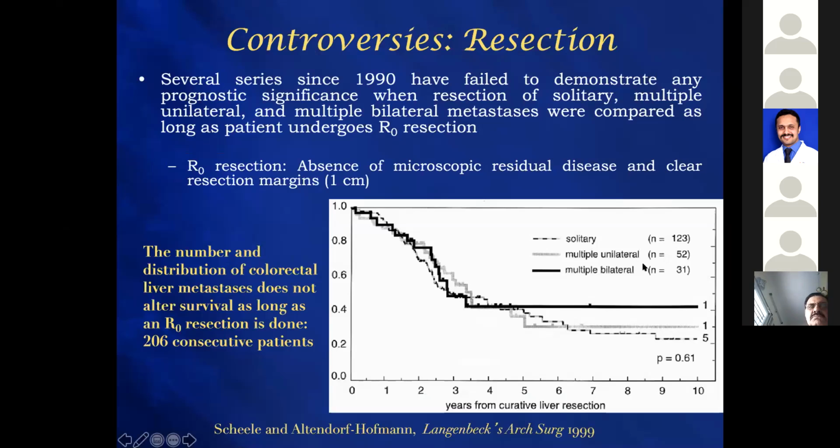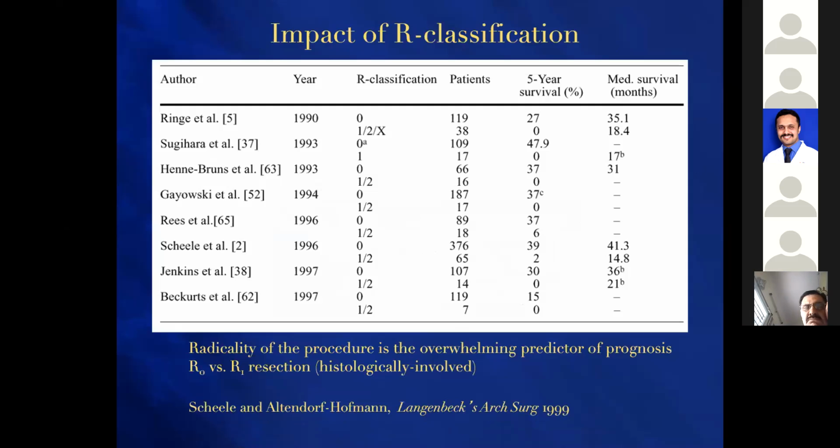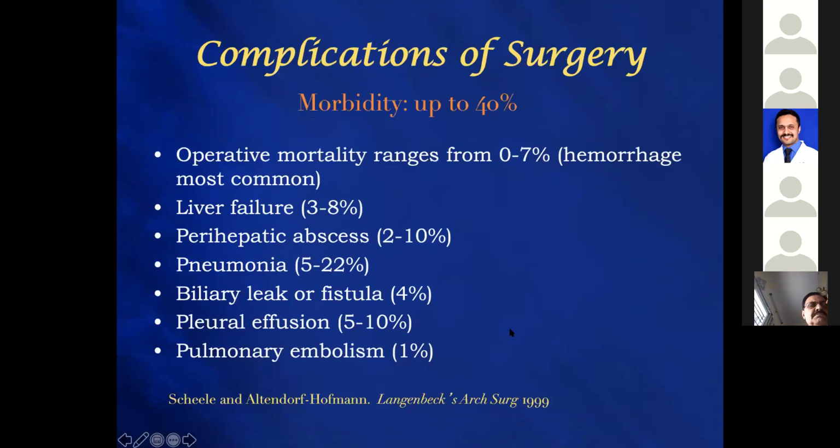If there is solitary metastasis, survival is better. Multiple metastasis, unilateral is next, and multiple bilateral will always be worse. Number and distribution of liver metastasis does not matter as long as R0 resection is done. So 5-year survival rates are always better from resection with a curative intent.